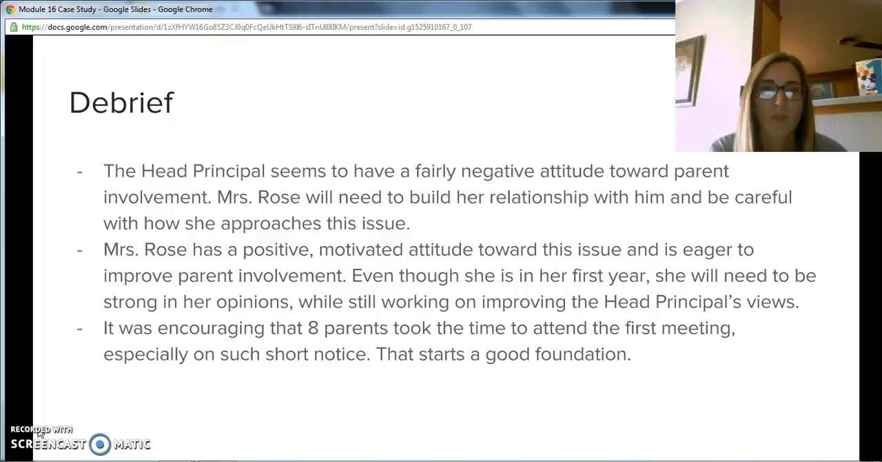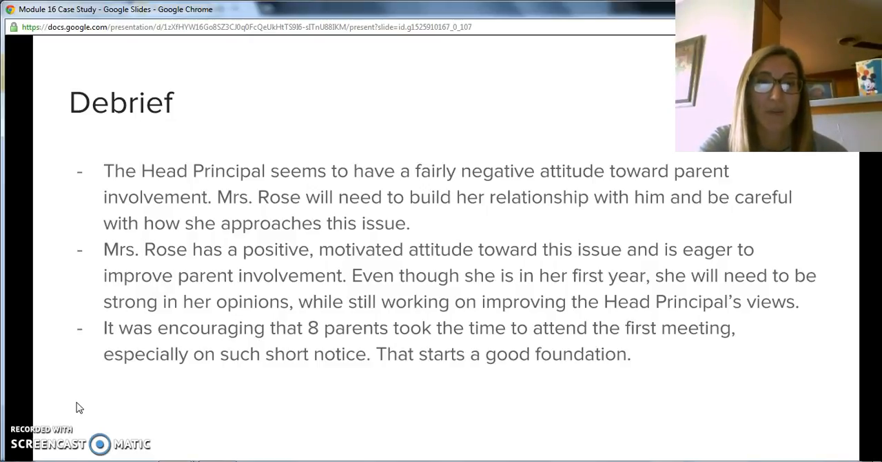of parent involvement. As the assistant principal, I'd also have to make sure that I was maintaining that positive and motivated attitude that Mrs. Rose had, because although she was eager to improve this relationship with the parents and create this parent organization, it would be hard in your first year, at your first administrative job, having to counteract that negative attitude from the head principal. So that was definitely something that stood out as being a difficulty with the situation.